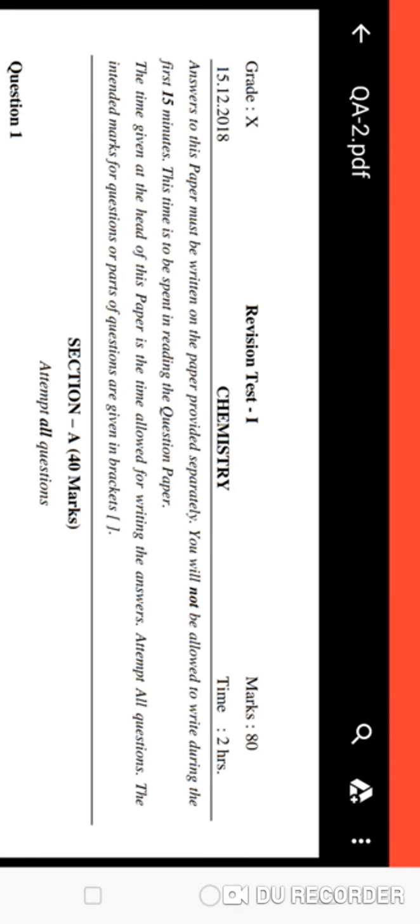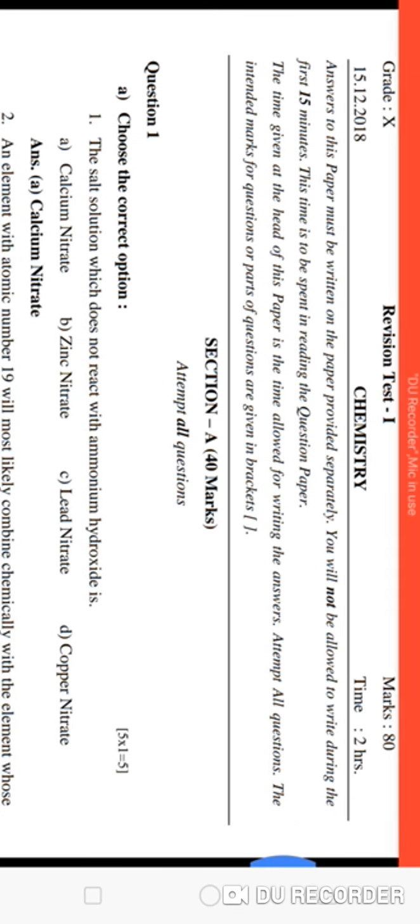आज हम क्वेश्चंस डिस्कस करने जा रहे हैं, that is of full syllabus, that is from chemistry 10th class. So first question: the salt solution which does not react with ammonium hydroxide, that is calcium nitrate. Calcium nitrate only reacts with sodium hydroxide solution.